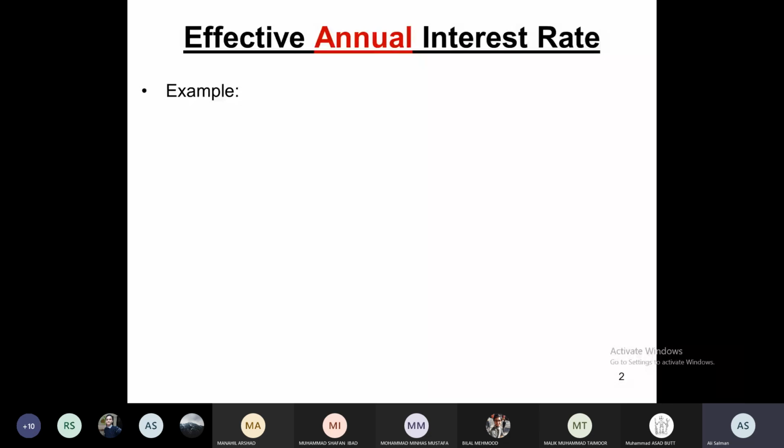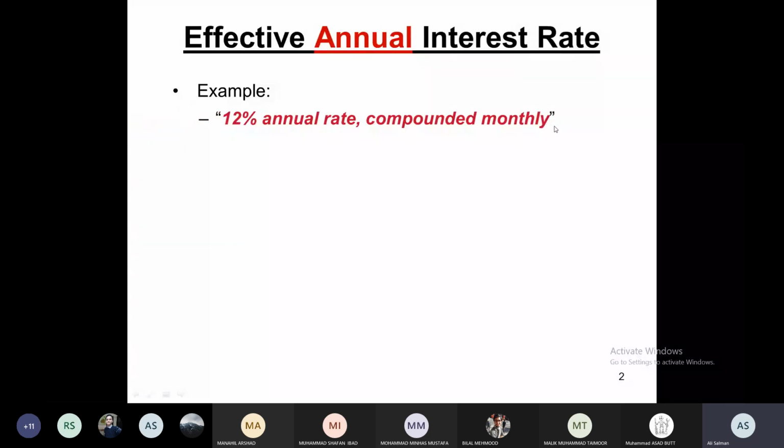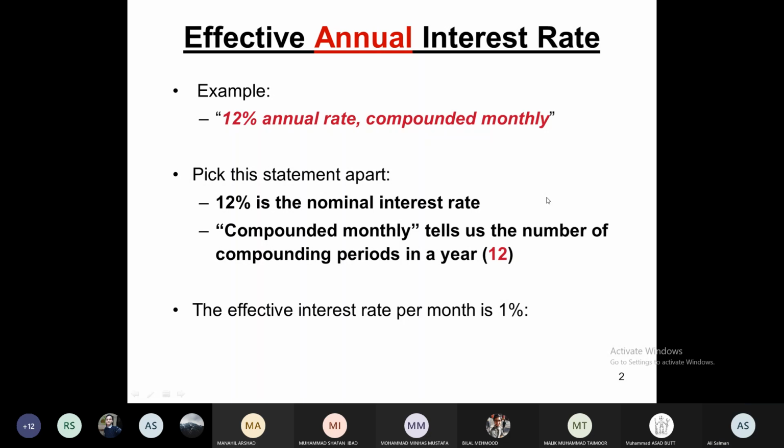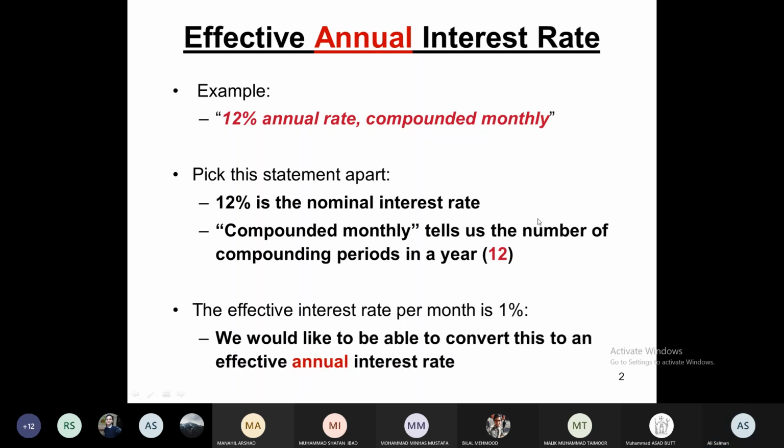Now, effective annual interest rate, as an example, if 12% annual rate compounded monthly, we will pick this statement. In this statement, 12% is the nominal interest rate. Compounded monthly tells us that the number of compounding periods in a year is 12. So, M is equal to 12. The effective interest rate per month is 1%, and we would like to be able to convert this to the effective annual interest rate.